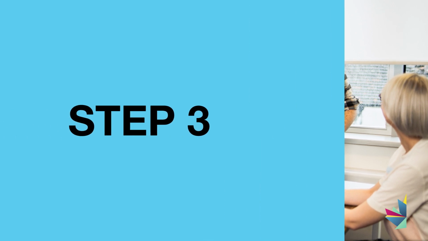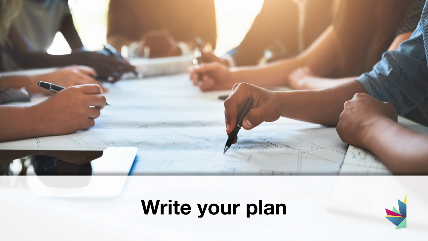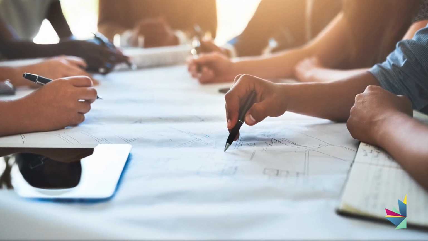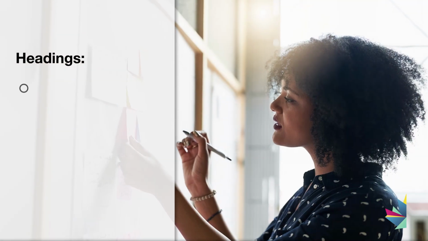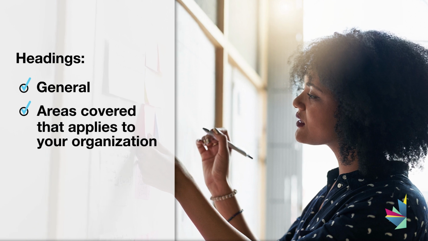Step 3. You're now ready to write your plan. Your plan must include specific headings and information. For example, your plan must include a general heading, separate headings for each area in the Act that applies to your organization, and a consultations heading.